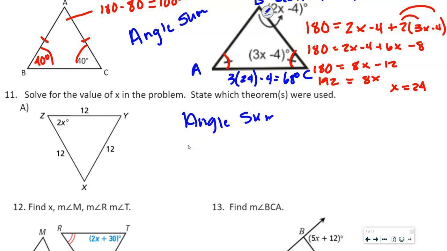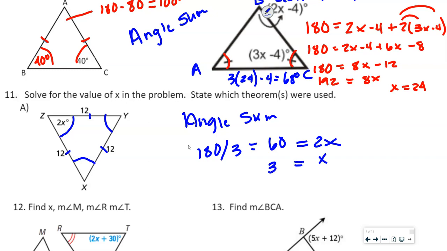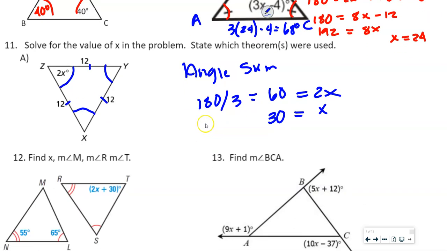But here's what we notice. If we've got three congruent sides, it means we have three congruent angles, right? So we could take 180 divided by 3. That means it's going to be 60. And that should be equal to our 2x, right? So that means x is going to be equal to 30 because 60 divided by 2 is 30.